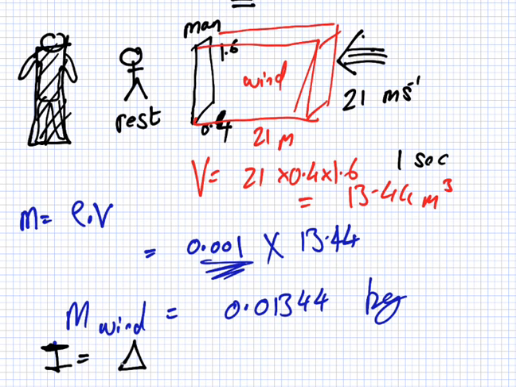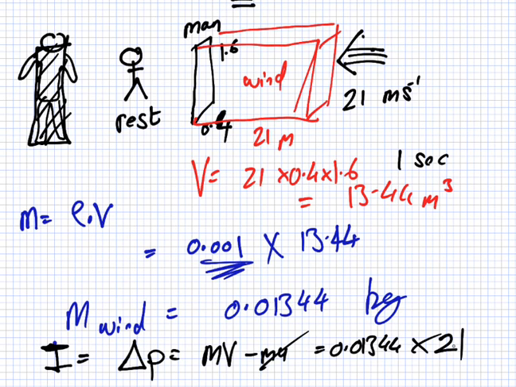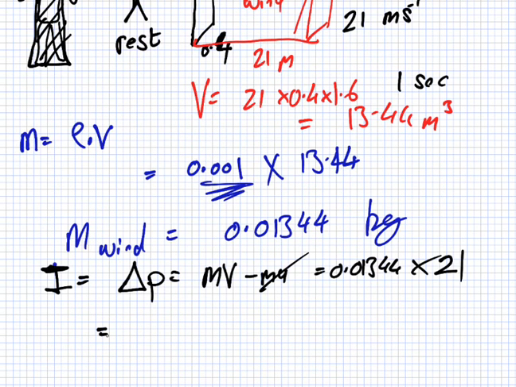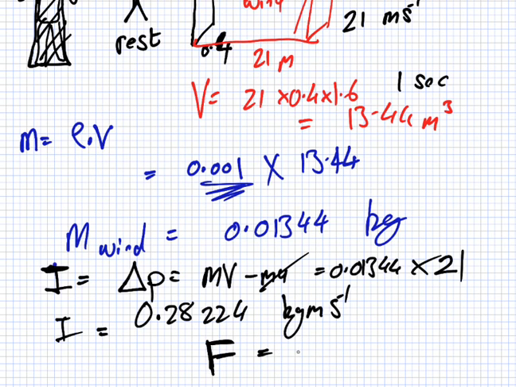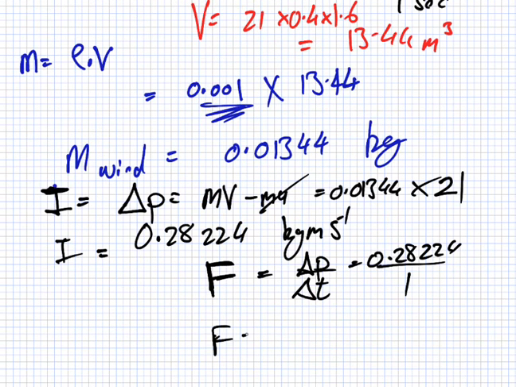Now the impulse is the change in momentum, which is mv minus mu, which will be 0.01344, and how fast is the wind blowing? 21. So this is 0.28224 kilogram meters per second. So finally, the force equals the impulse divided by the time, which will be 0.28224 divided by 1. So the force is 0.28224 newtons. So that's how much force he feels.